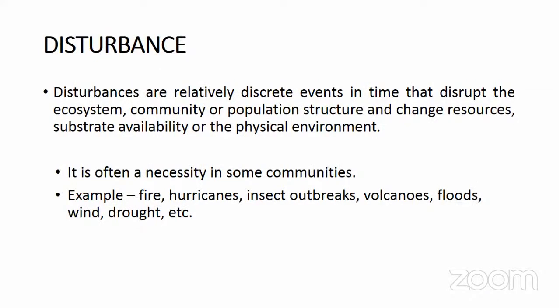Disturbances are relatively discrete events in time that disrupt the ecosystem, community, or population structure and change resource or substrate availability, or the physical environment. It is often a necessity in some communities. Examples are fire, hurricanes, insect outbreak, volcanoes, floods, wind, drought, etc. So these are the disturbances for the plant species.